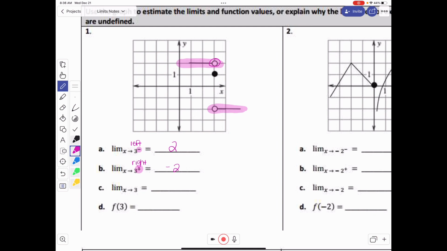Now, notice on this one, there is no sign right here, okay? So you're basically looking from both sides. Now, if your y value is not the same, we say does not exist. And it's basically because they don't match. The y values don't match.